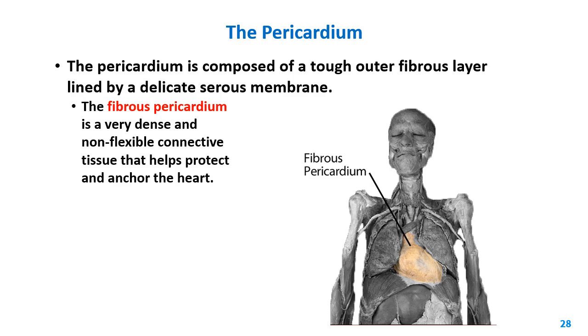All right. So the first level of this membrane that goes around the heart is a very tough outer layer of the pericardium. You call that the fibrous pericardium. It's a very dense and not quite flexible type of connective tissue that keeps the heart in place and protects it from the pushing of other things. So the very outermost part is the fibrous pericardium.